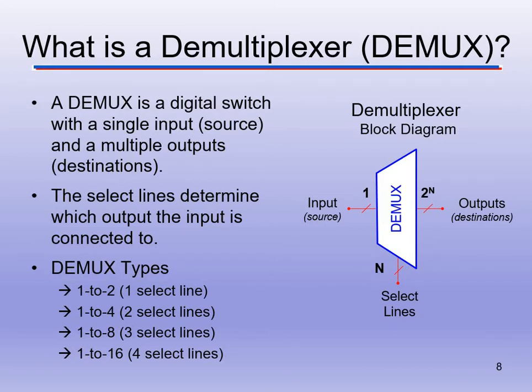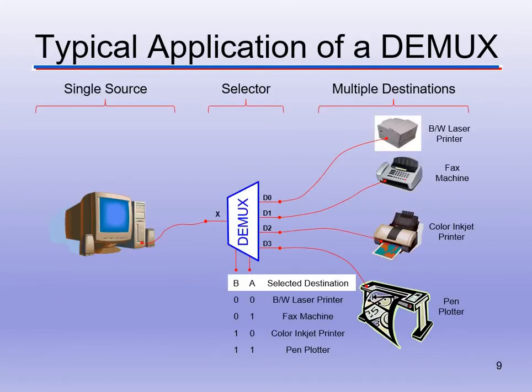So same concept here. We've got a 1 to 2, a 1 to 4, a 1 to 8, a 1 to 16. That's what we're doing with a demultiplexer, and we can select which line we want as an output. Let's take a look at the picture, which is a little old school. We have our computer, and then what's hooked up to a computer? You've got a printer. You might have a color printer, a plotter, a 3D printer, a fax machine, all kinds of different things it's going to hook up to.